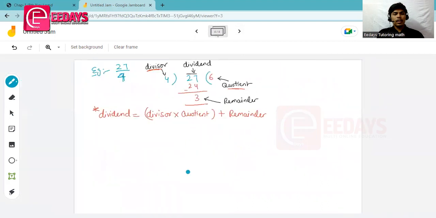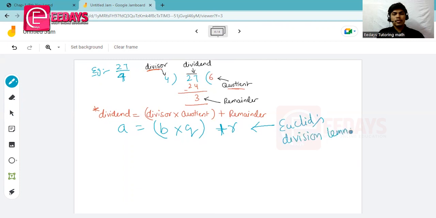So we now write that division method, I mean dividend is equal to divisor times quotient plus remainder. Let's write it here: a is equal to b into q plus r. Now it matches the Euclid division lemma, right? a here is the dividend, b is the divisor, q is the quotient and r is the remainder. So a is equal to bq plus r. We call this the Euclid division lemma process.